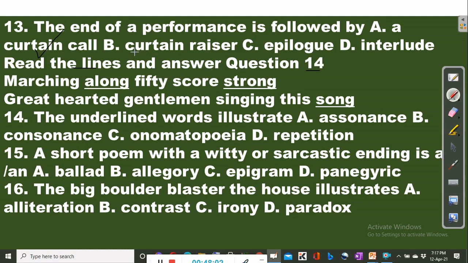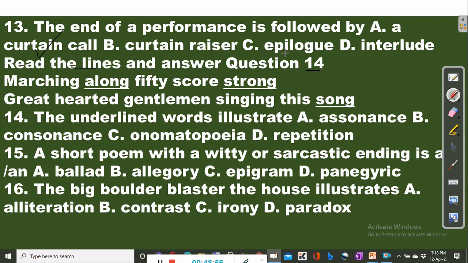Now, a curtain raiser is probably a play that comes at the beginning, or an episode that comes at the beginning. Curtain raiser gives you an idea of raising the curtain to open the stage. Now, an epilogue is something written at the end of a book or a play. It refers to a book, but when we talk of a curtain call, it specifically applies to a performance on stage.